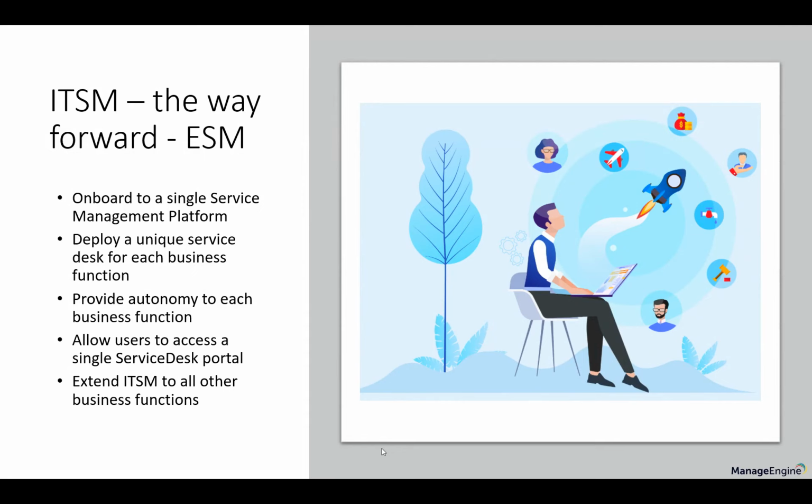So the challenges here are to onboard all your departments into a single service management platform, and you have to provide autonomy to each of these functions, because each of these departments will have their own technicians, their own categories, their own knowledge base, their own SLA, and their own OLA, operating level agreements as well. So you want to keep track of all these functionalities across departments from a single enterprise console.